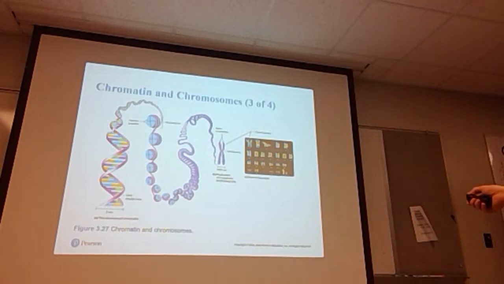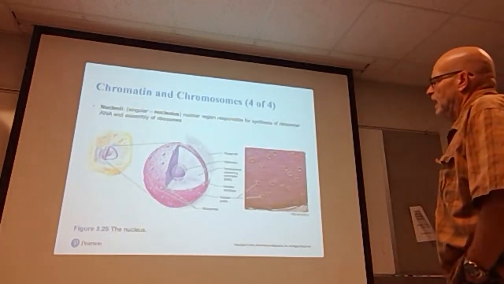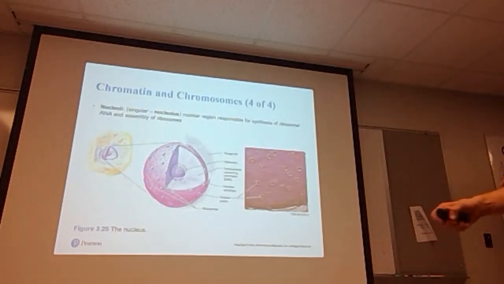This is a human karyotype showing the different chromosomes. Here are the two sex chromosomes, the X and the Y. The really large one is the X, the much smaller one is the Y. And the nucleolus is the nuclear region responsible for synthesis of ribosomal RNA, or rRNA, and the assembly of ribosomes.